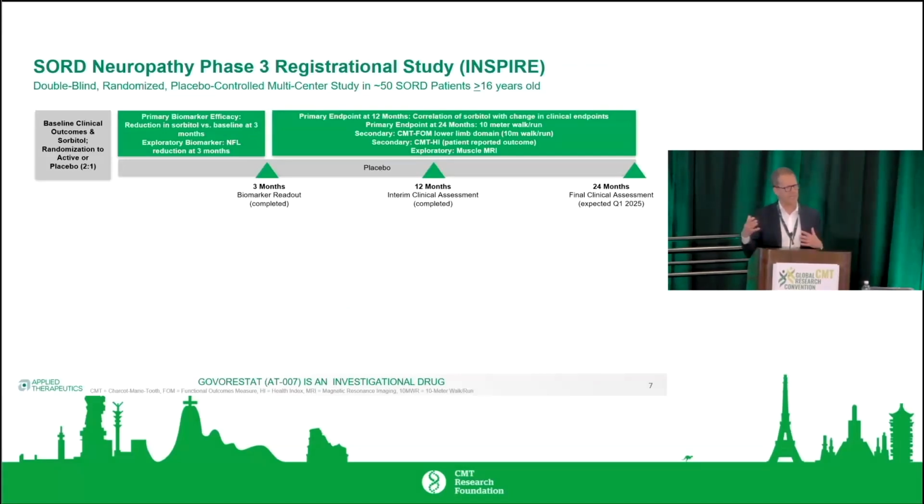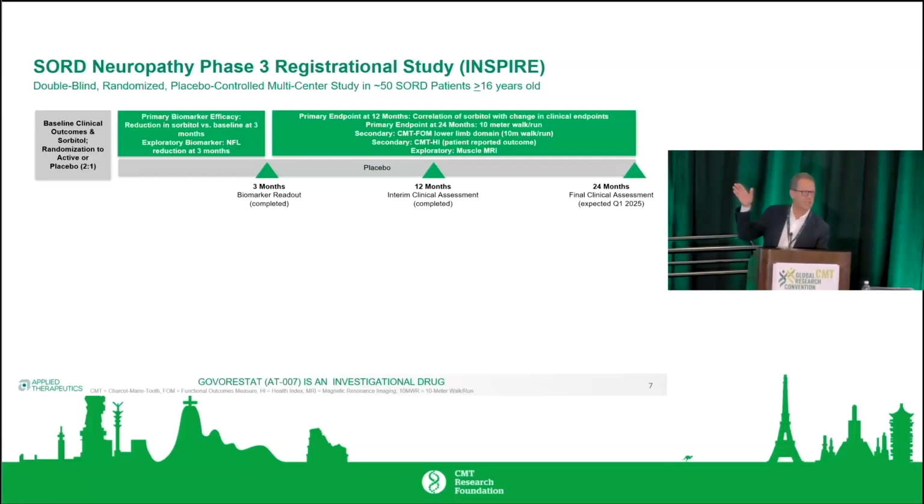We were also in a dialogue with the agency to discuss what is relevant. So what you see in this schematic is a study that is a folding of two components, one that is pure biomarker and one that is clinical outcome, because we felt that sorbitol could be a reasonably likely predictor of clinical outcome, but we also needed to add an additional validation component. And we felt that if we were going to see directional changes in some of the clinical outcomes, that could also support the validation of sorbitol as a biomarker.